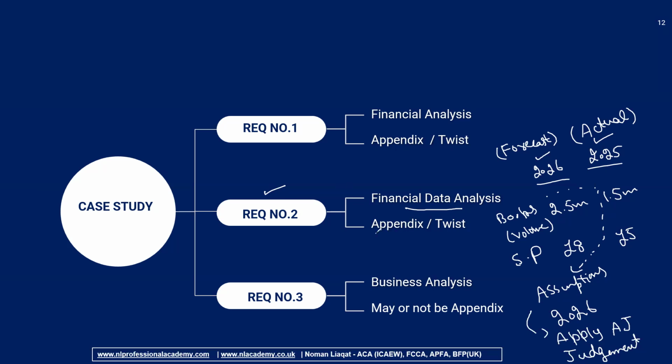Again, we will be going for the appendix. We will be having some numerical work, some calculation. We can apply different tools, just like sensitivity analysis. For example, what if this volume is not achieved? What if the selling price is not achieved? So what is going to happen? What would be the profitability? What would be the loss? What would be revenues? What would be contribution? These are some questions that you should ask. Again, then there could be a twist element. Twist means some sort of extra or additional requirement. Then let's talk about the third requirement.